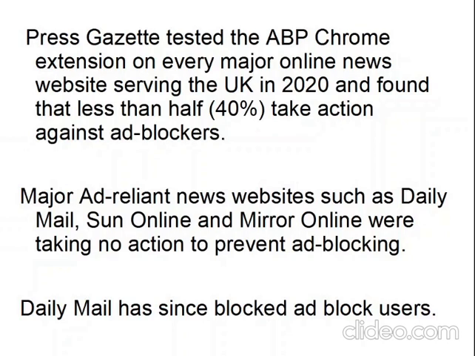So there's some research from the Press Gazette, which is a publishing trade newspaper. They tested the Adblock Plus Chrome extension on every major online news website served in the UK and found that less than half take action against ad blockers. Some major ad-reliant news websites such as the Daily Mail, the Sun and the Mirror were taking no action at that time to prevent ad blocking. It's worth noting the Daily Mail has since blocked ad block users.